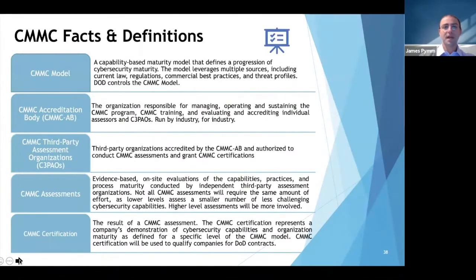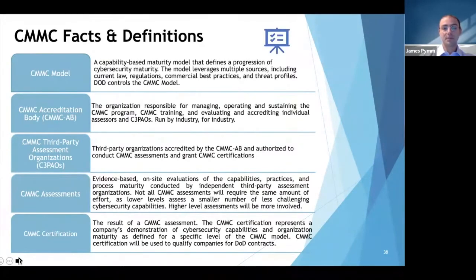So this is just a recap of some key facts and definitions. The CMMC model is the model that the DoD put out in terms of the different practices and processes that you need to have in place. The CMMC Accreditation Board is a key organization. It is run by industry for industry. The board of directors consists of folks that work in the industry. And this organization is responsible for running the program, putting out training, and evaluating and accrediting individual assessors and C3PAOs.